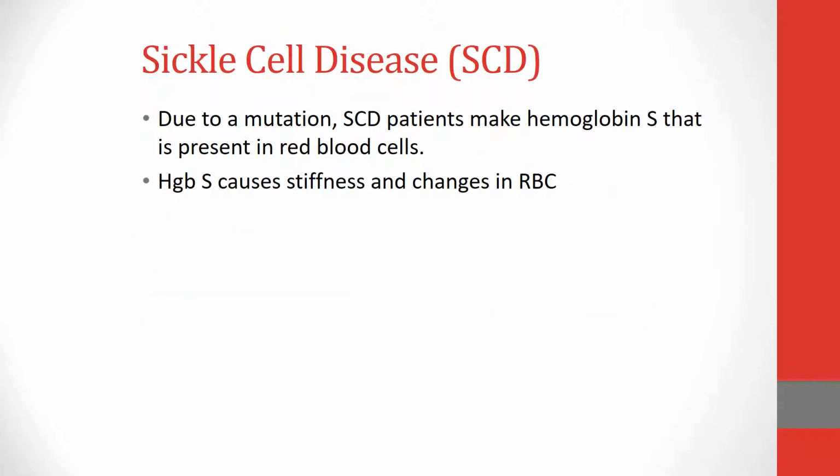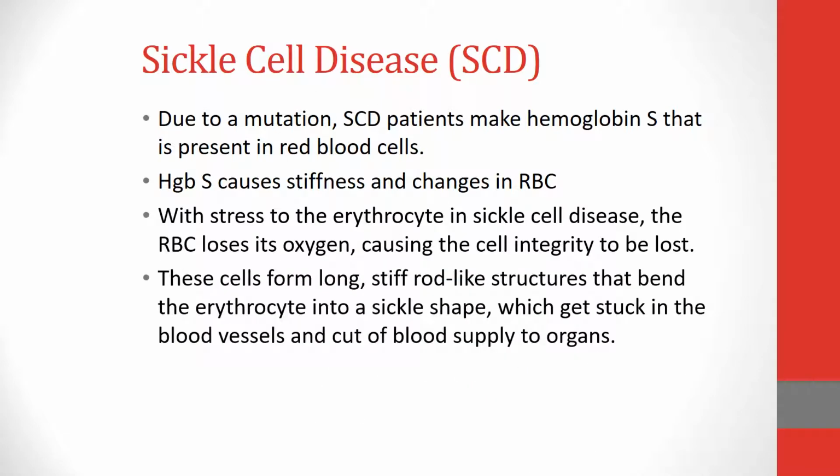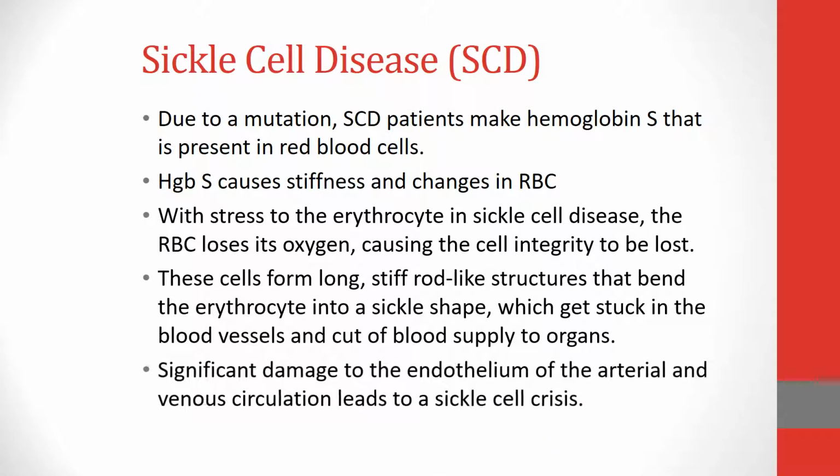Sickle cell disease, there's a mutation there, and so their hemoglobin is not the normal hemoglobin. They make this hemoglobin S with one little mutation, but it's present in the red blood cell, and it causes stiffness and changes in the red blood cell. With sickle cell anemia, when anything stresses the red blood cell, whether it's blood loss, oxidative stress, trauma, or surgery, the red blood cell is going to lose its oxygen and its integrity, and then the cells get stiff and they can clump. You get a sickle cell crisis and you can get damage to the endothelium.